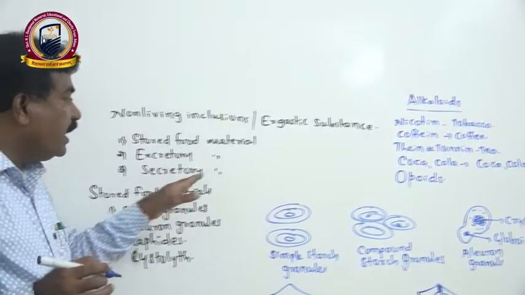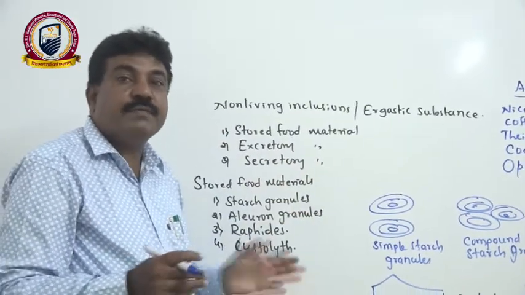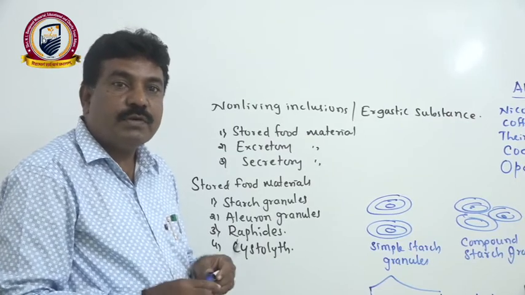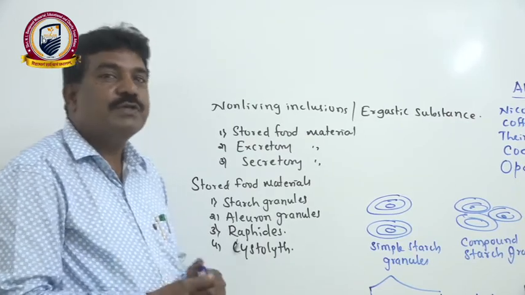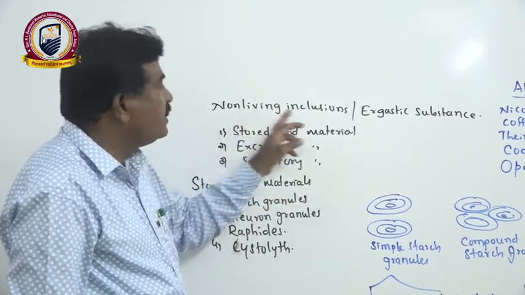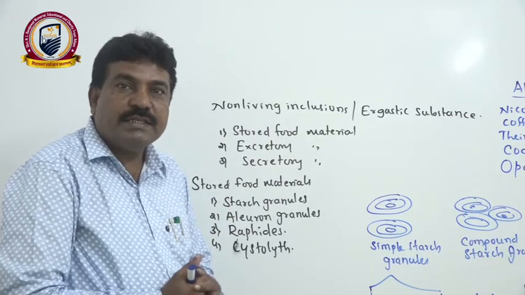Like that, the plant is able to secrete different types of enzymes, milky latex, fragrance, and different unpleasant smell-producing substances also. They come under secretory material as a non-living inclusion or ergastic substance.